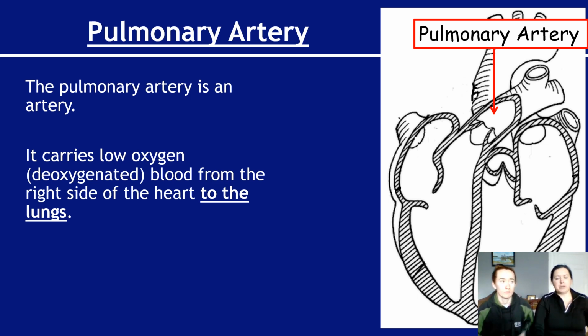Now again, what my knowledge tells me is if things are going to the lungs, they're probably going to pick up oxygen, because you don't go to the lungs if you already have loads of oxygen. Okay, so the pulmonary artery carries low oxygen, sometimes referred to as deoxygenated blood, from the right side of the heart to the lungs. So all of that information is contained inside that name and a little bit of problem solving and working out from you there.